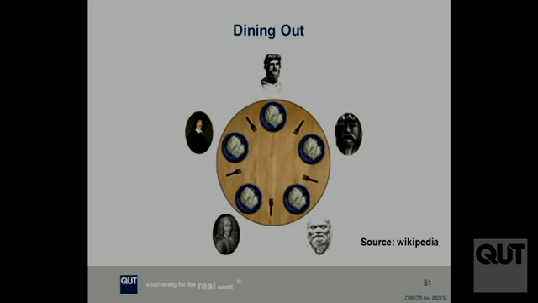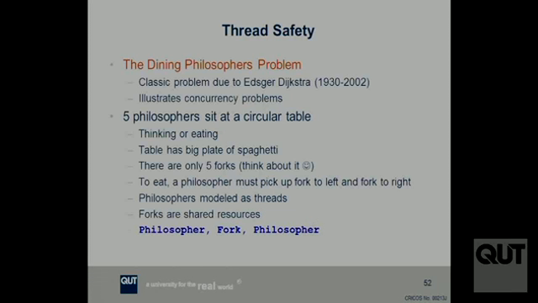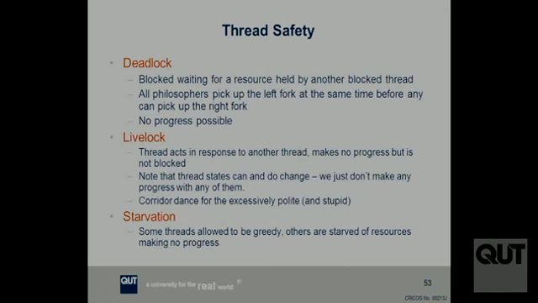So the whole idea here of this problem is to illustrate contention for resources. Okay? So they're either thinking or they're eating. Now, there are 5 forks, and to eat, a philosopher must pick up the fork to the left and the fork to the right. And the philosophers, of course, are threads, and the forks, one on either side, are shared resources. So you've got the philosopher, fork, philosopher, and so on. And basically, it illustrates everything.